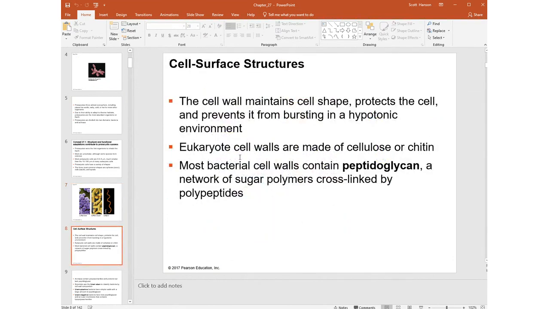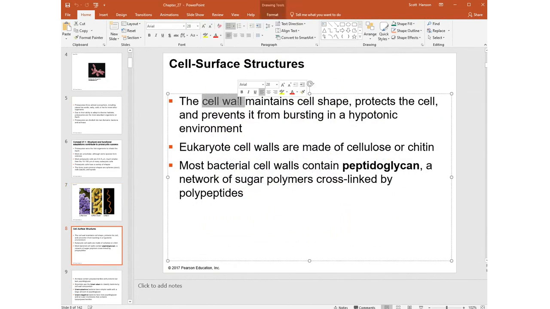So now remember that a prokaryotic cell has a cell wall as the outer layer of it. And so the cell wall in these prokaryotes maintains cell shape, protects the cell from a lot of different things, prevents it from bursting if it's in a hypotonic environment. So if it's in a hypotonic solution, meaning the solution has some solutes that are less concentrated than the fluids inside the cell, it would actually burst.